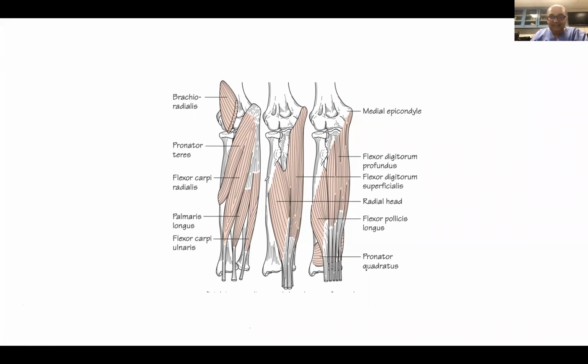But guys, only names are not enough. You need to know their actions, and actions are not really difficult. All of them are what? Flexors and pronators. That's it. Pronator syndrome is when the median nerve is compressed between the ulnar and the humeral head of the pronator teres. Yes, that's what.